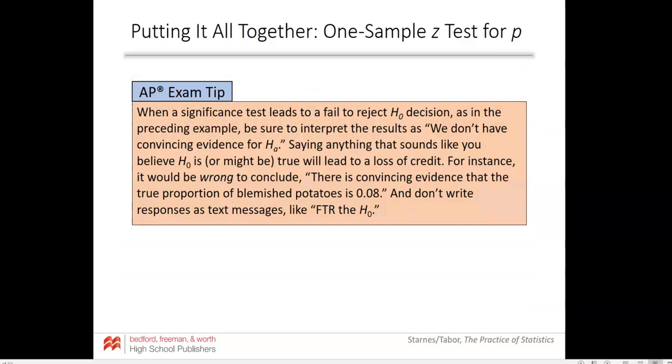Be careful not to say the null is true or accept the null. Words like that will not quite fly.